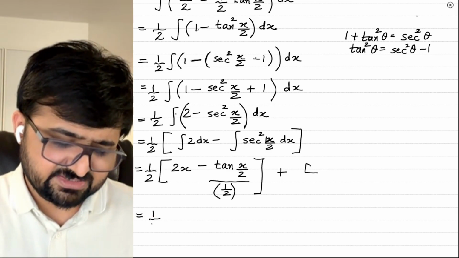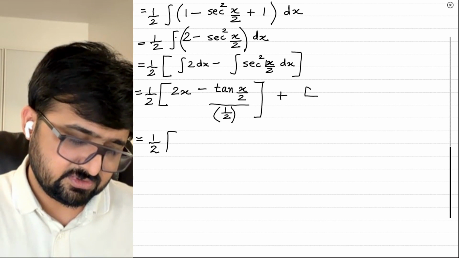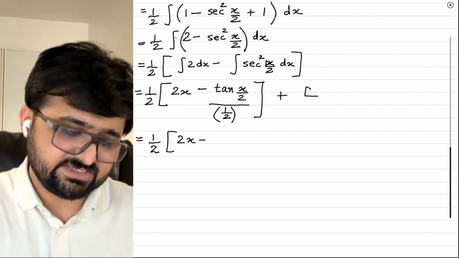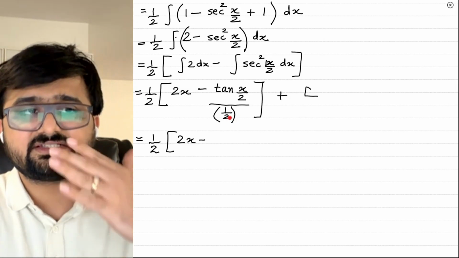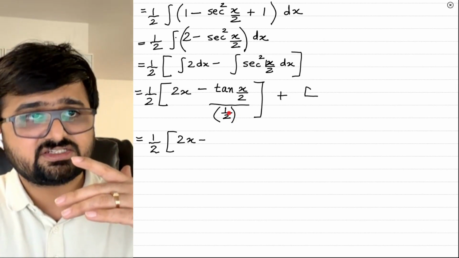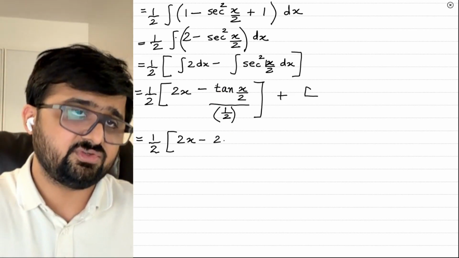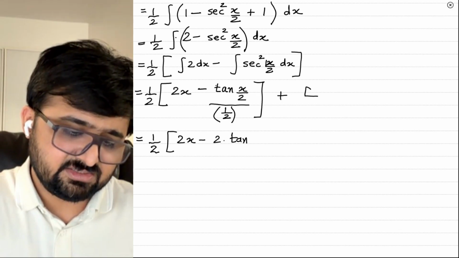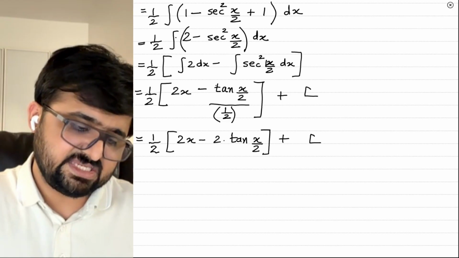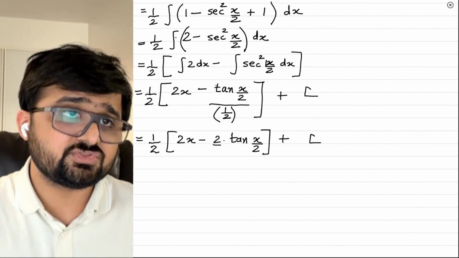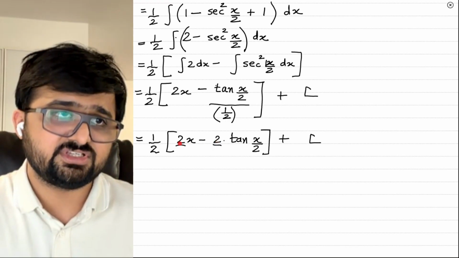Now we'll just simplify this a little bit. So we get half, 2x minus, now that half or this 2, it's in denominator's denominator. The denominator's denominator can go in numerator. So that is 2. So this 2 can go in numerator. Tan x by 2 plus c.